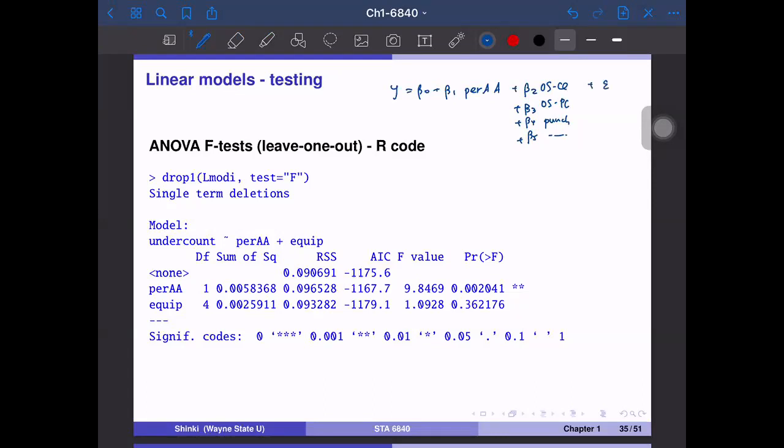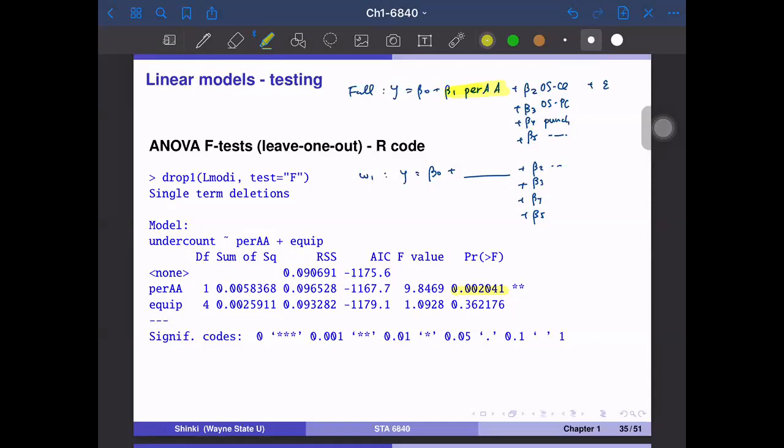This is the full model. Then we compare this model with another model. Okay, so omega 1. Omega 1 is Y equals beta naught plus, okay, so we miss this one and the other terms, beta 2, beta 3, beta 4, beta 5. So just leave one out, so we can see whether or not beta 1 is useful. And that test result is here. If we miss this variable, we have a significantly worse result. So percentage of African American is useful information to predict undercount.